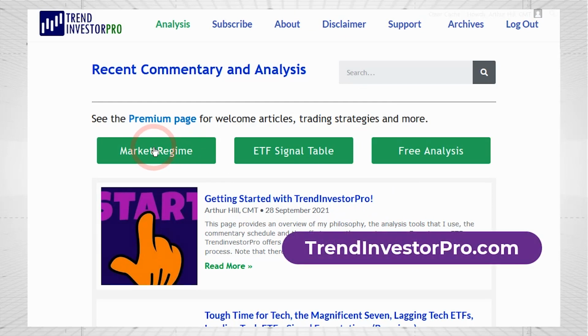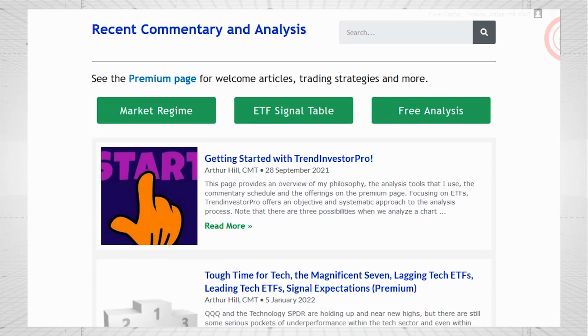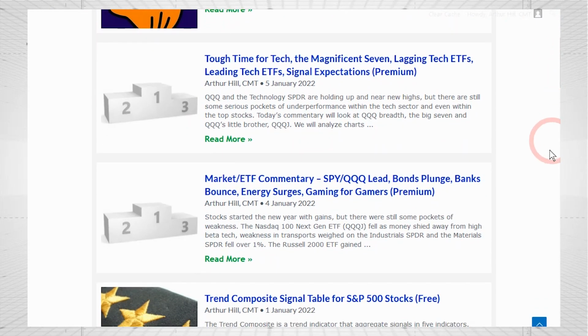We had some whipsaws in December, but we're back in bull mode for the market regime. And this is based on a composite breadth model back tested to 2003. We have an ETF trend and signal table where you can rank ETFs, and also a free analysis page. And see what we were looking at this week.